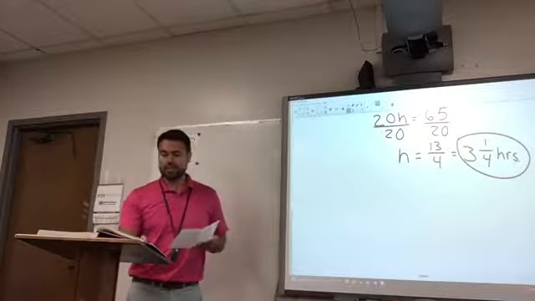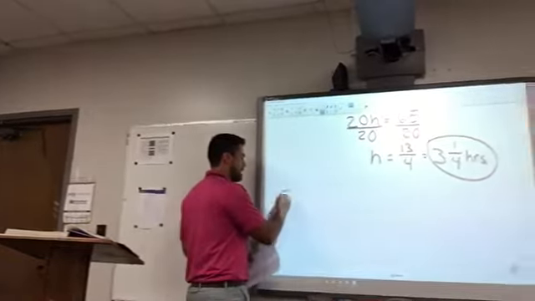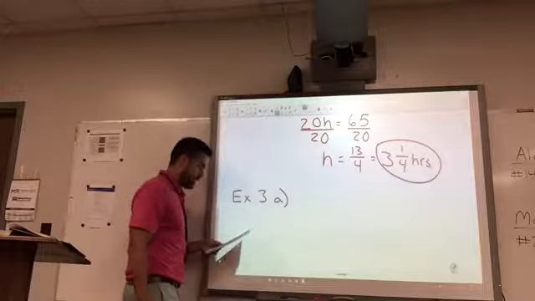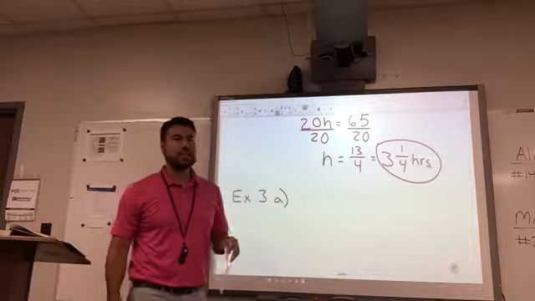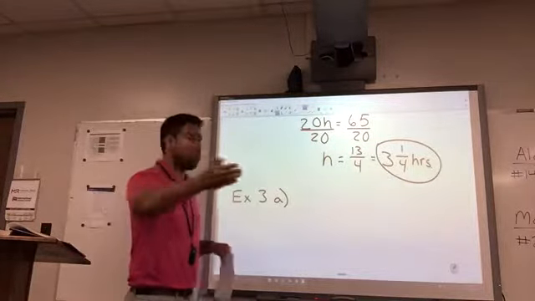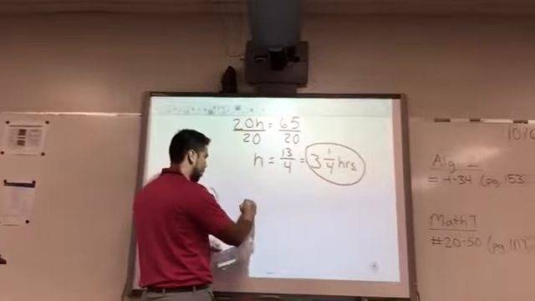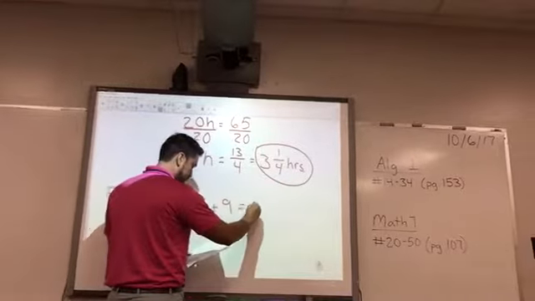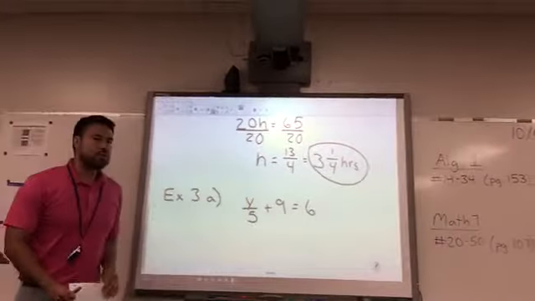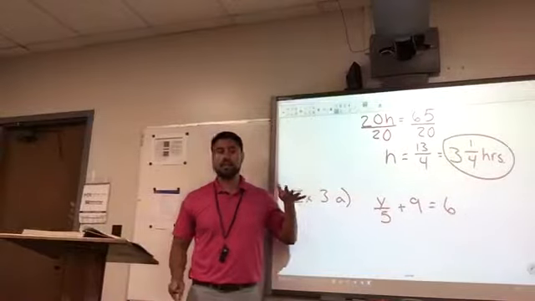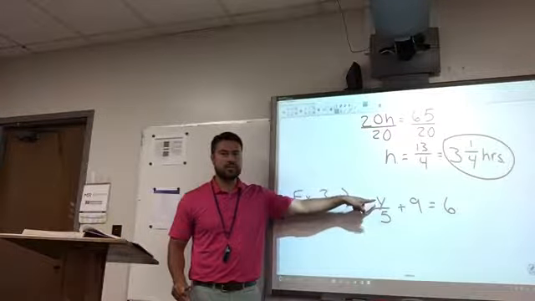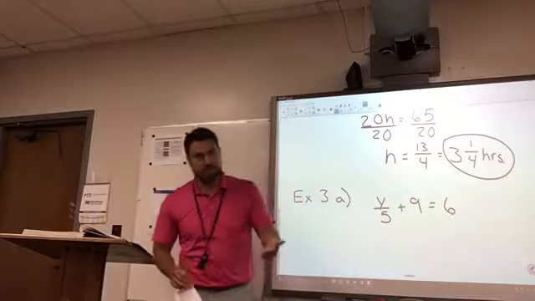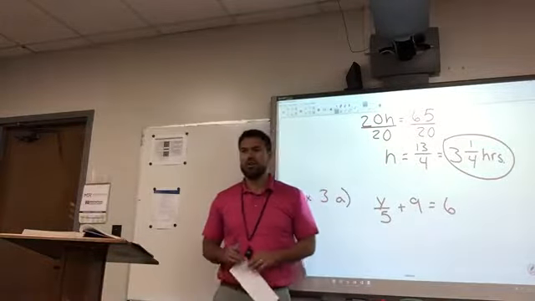So, example number 3 on page 158. Example 3. We're going to do A. And I'm going to notice a pattern with these problems, and then I'm going to show you how that pattern doesn't always hold. So here we have y over 5 plus 9 equals 6. So what I'm doing in my head is I'm asking myself, what's going on with y? Can anyone tell me what's first happening to y and then what's happening after?